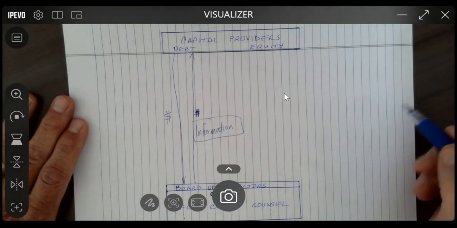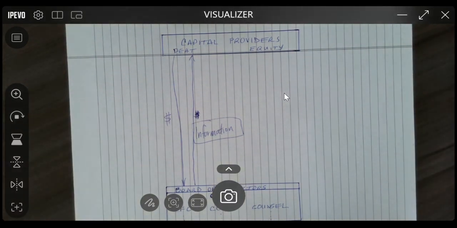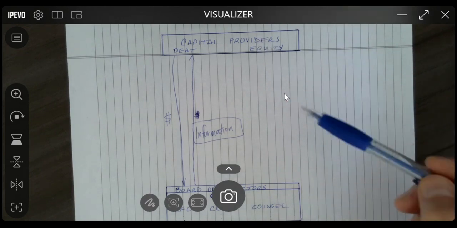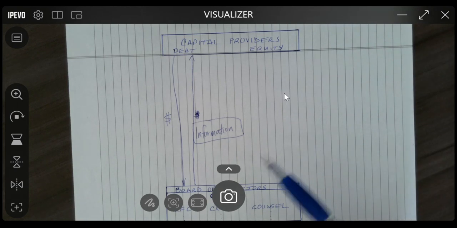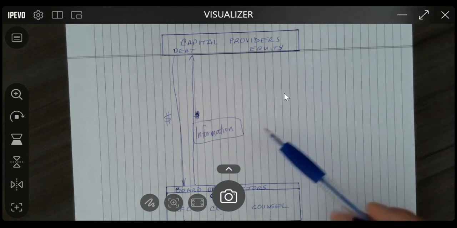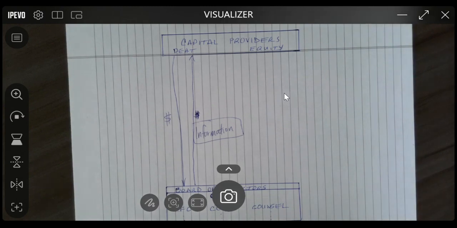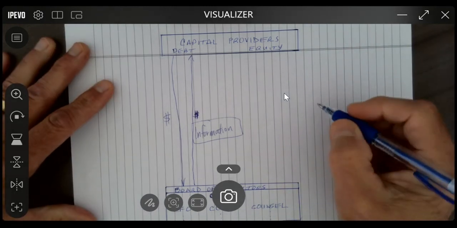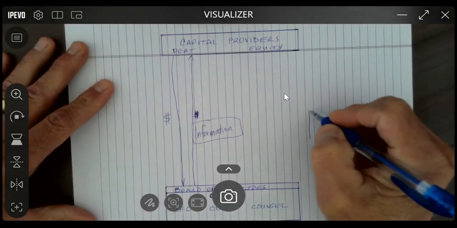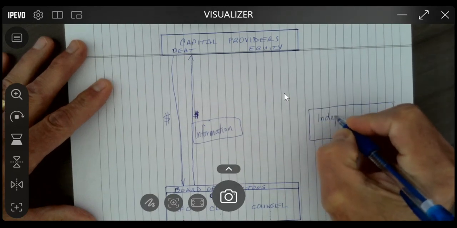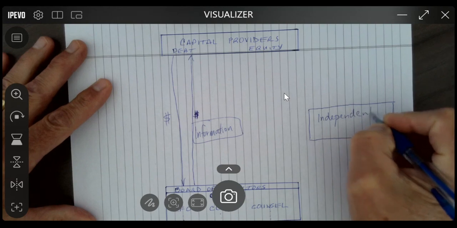Now, notice that the company is providing information. Do you see something potentially wrong with that? How do we know this is going to be accurate information or reliable information? Well, that is where the independent auditor comes in.